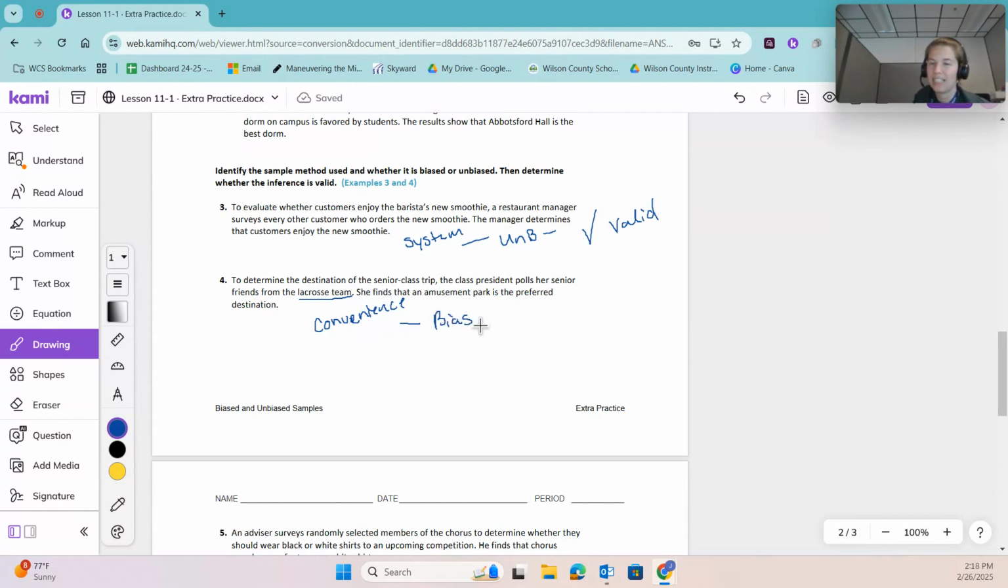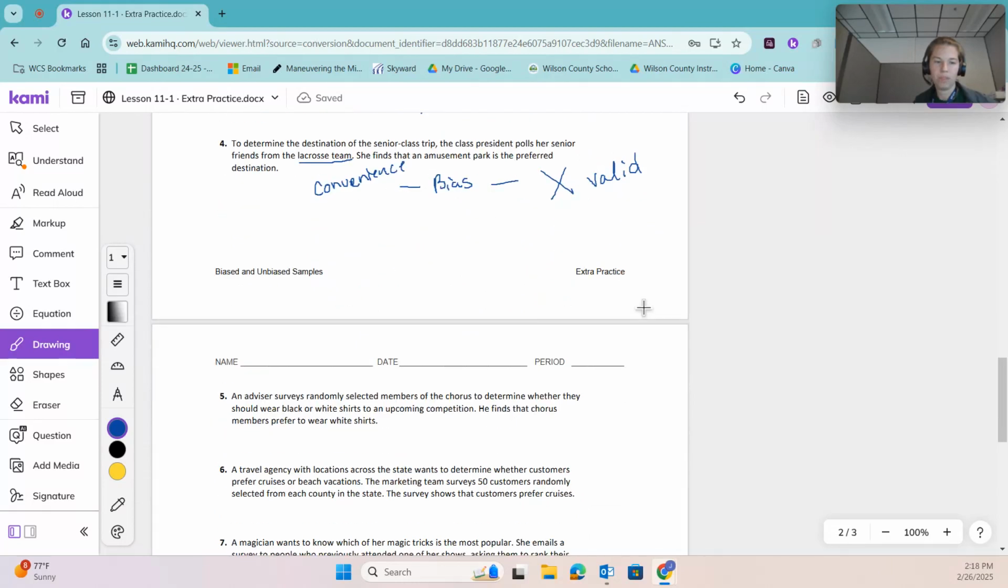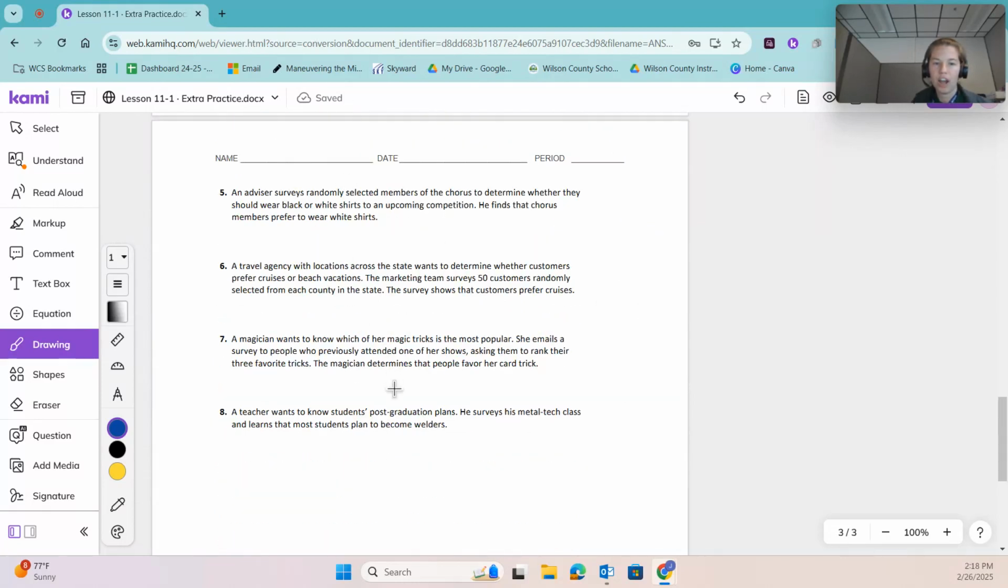She's only asking, number one, her friends, and number two, the lacrosse team, or athletes who would typically be interested in doing one thing in particular. So this would be not valid. There are a couple more that you can try on your own like that.